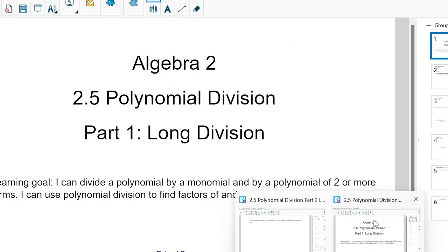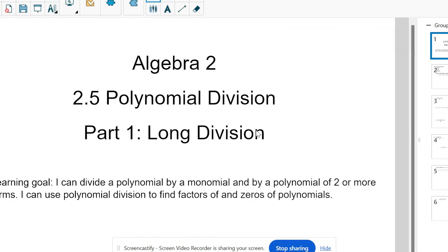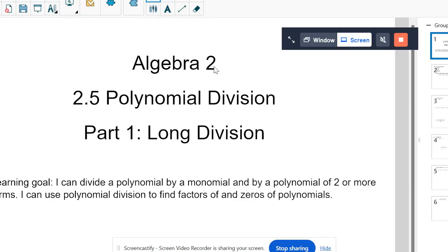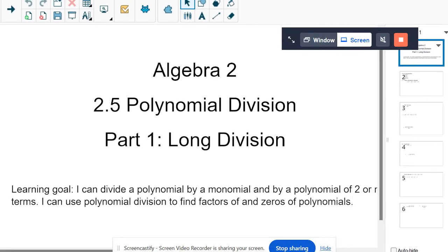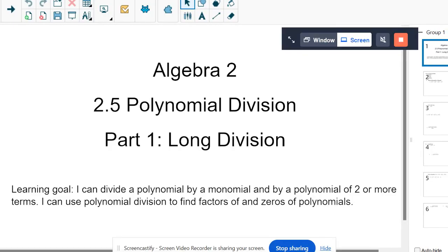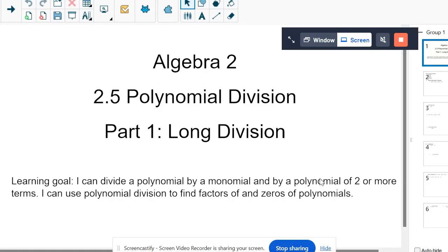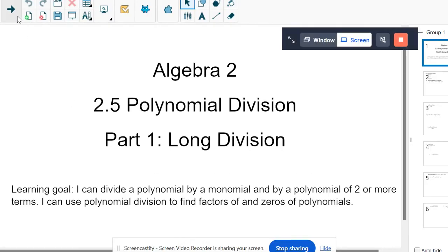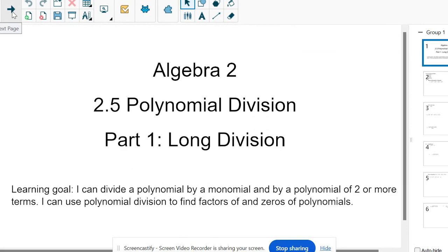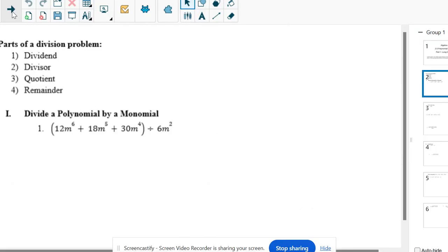Okay, so this is one of the sections from Chapter 2 in the Algebra 2 textbook, Polynomial Long Division. This is kind of a fun lesson. I think you guys will actually like this. We're learning how to divide polynomials by a monomial and by a polynomial of two or more terms. And also you can use polynomial division to find factors and zeros of polynomials, especially ones that you can't factor right away using the methods that we have learned with trinomials.